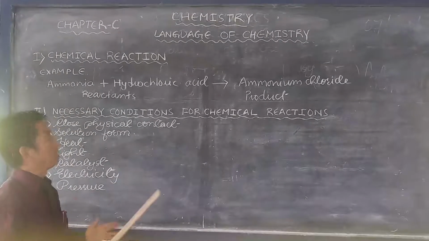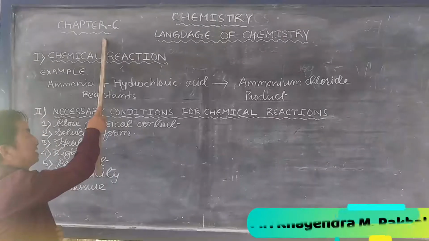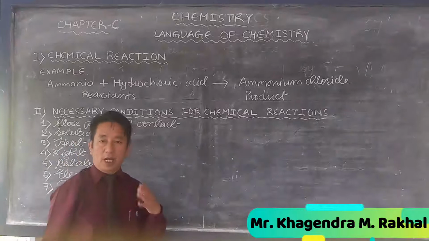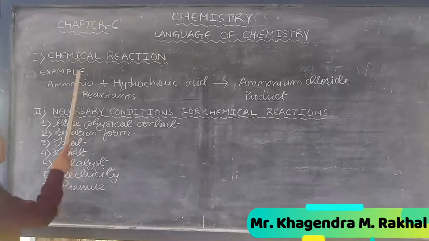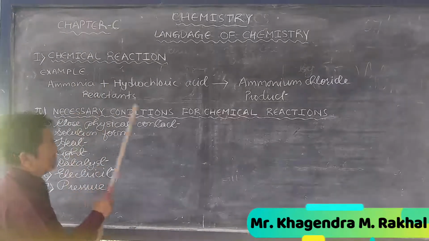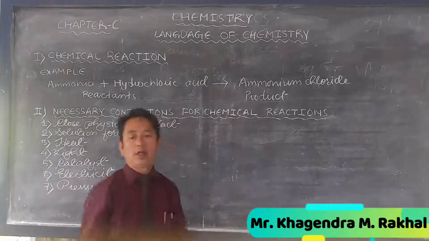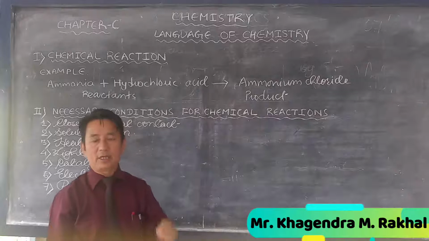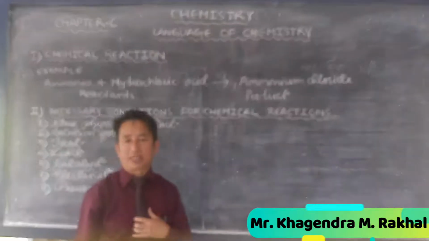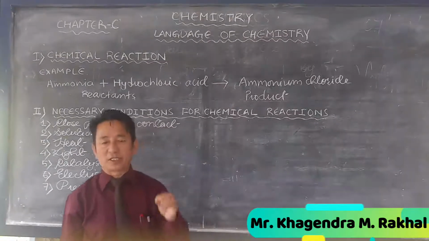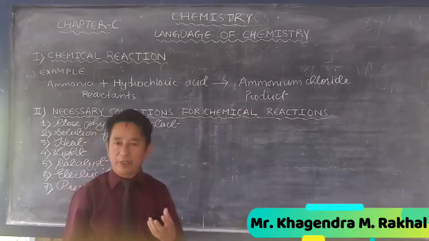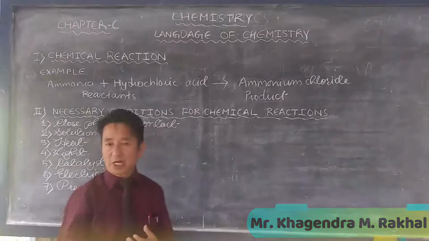Today we shall begin a new chapter in chemistry, that is chapter 6, language of chemistry. Today I would like to explain to you chemical reaction and the necessary conditions for chemical reaction. For this you can refer to page number 77 and 78 in your textbook. Before I start this, I would like to give you a brief introduction about this chapter.